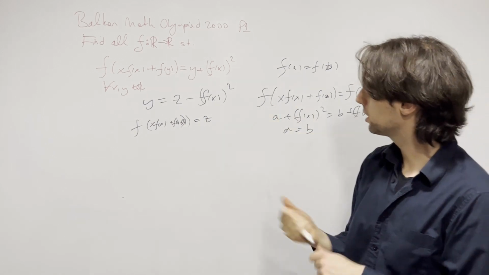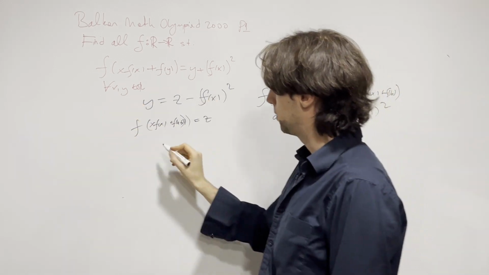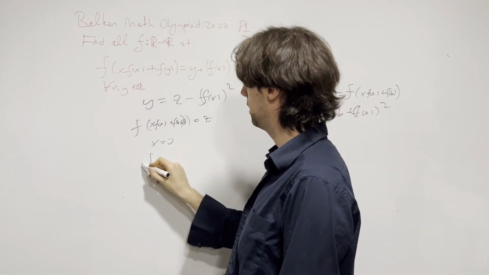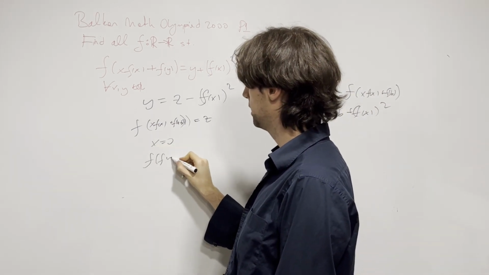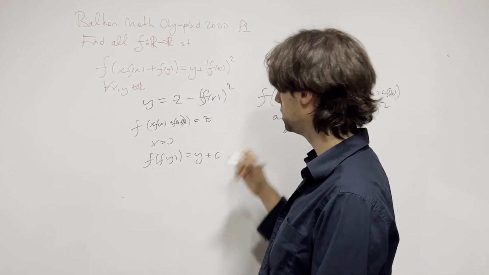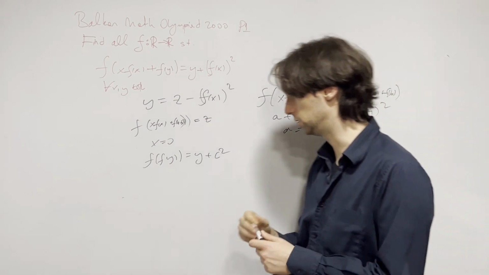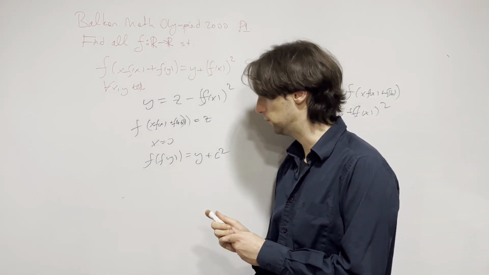So for me, I'm thinking, let me just plug stuff in, see what happens. If I plug in x equals 0, I'll have f of y is equal to y plus some constant squared, where this constant is what f of 0 is equal to.